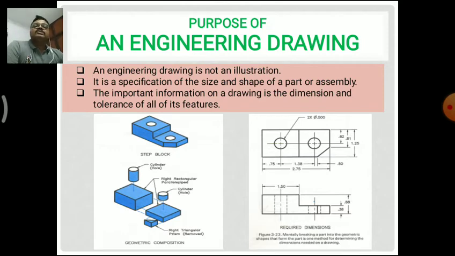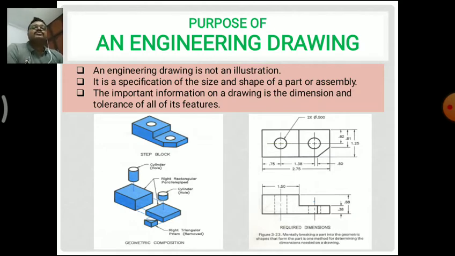So this engineering drawing is not just an illustration, but also a specification of the size and shape of the part or assembly. For example, when we see the tank of a bike, based upon the companies there are different sizes and shapes of tanks in each company. In the Royal Enfield, it will be a tank with a capacity of 14 liters or 15 liters.